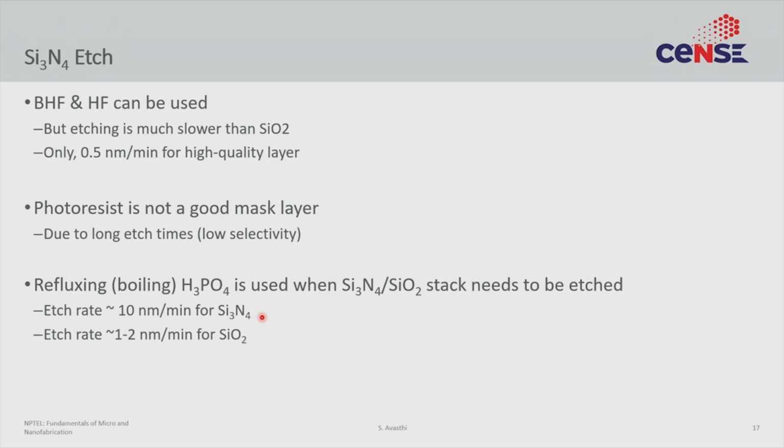H3PO4 does also etch silicon dioxide, at say 1 to 2 nanometers per minute, but that simply means you have a selectivity window of around 5. So if you want to etch say 100 nanometers of silicon nitride, you have to make sure that the masking silicon dioxide that you are using is at least 20 nanometers. In order to be a little safe, maybe you want to keep it at say 40 nanometers or 50 nanometers.